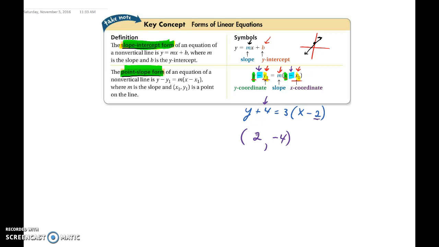All right, next thing, the next two videos, I'm going to break them up into their own videos, is we're going to do an example of a graph of each one. So we'll graph a slope-intercept form, and then we'll graph a point-slope form.